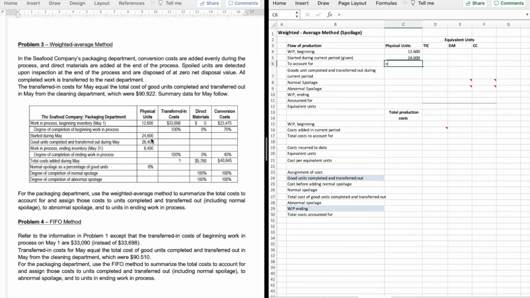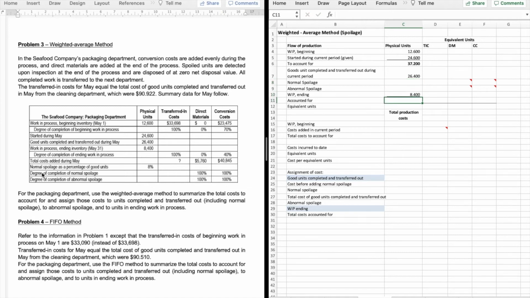Then we have the to account for, which is beginning work in process added with the started during current period. That is 37,200. And now the good units completed and transferred out during current period is 26.4 here. And the ending work in process is 8.4.